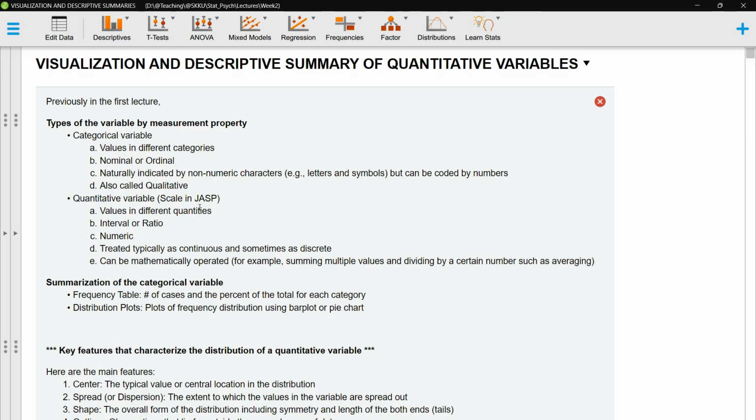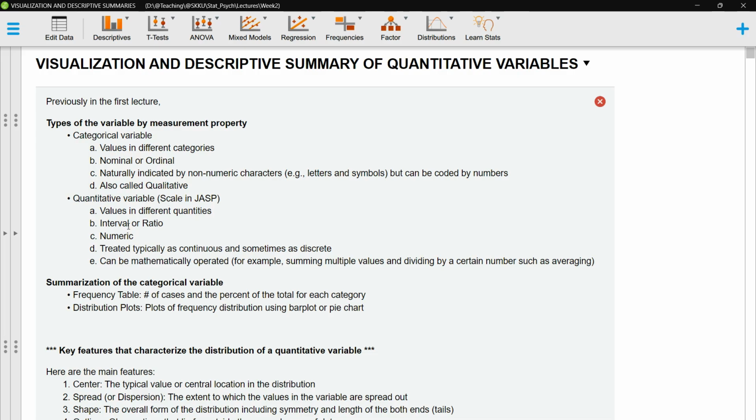But you remember that we can still use numbers to represent female versus male, for example, 1 for female, 0 for male. But even though we use numbers to represent the values in different categories, there is no meaning of the number, right? There's no quantity. On the contrary, when you say quantitative variable, those variables have the property of quantity.